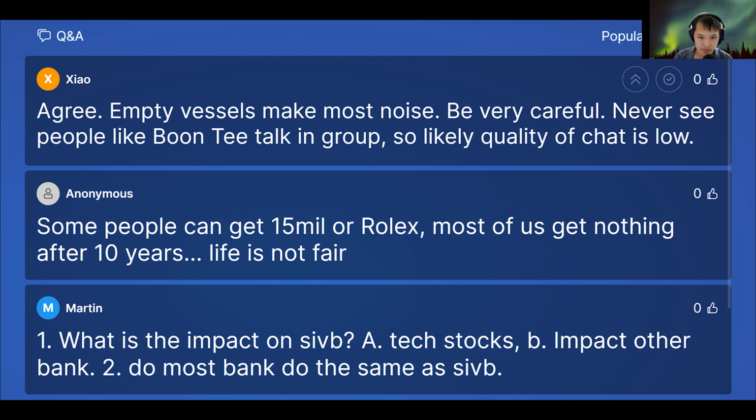Agree. Empty vessel makes most noise. Be very careful. Never see people like Boon Tee talk in the group. So likely quality of chat is low. I will respectfully disagree on this statement.